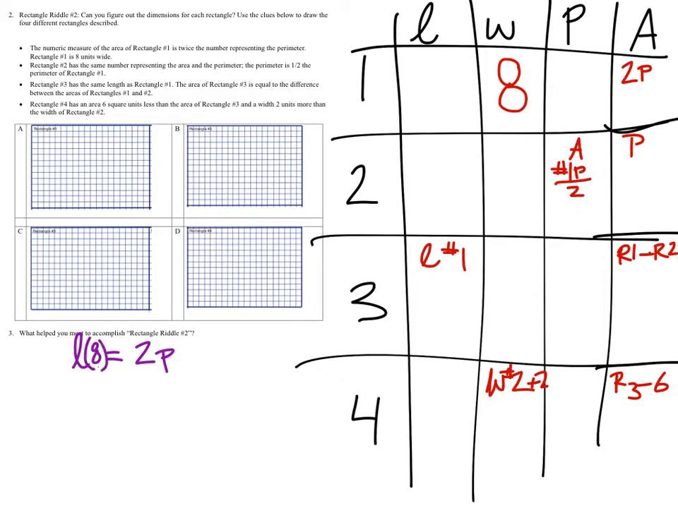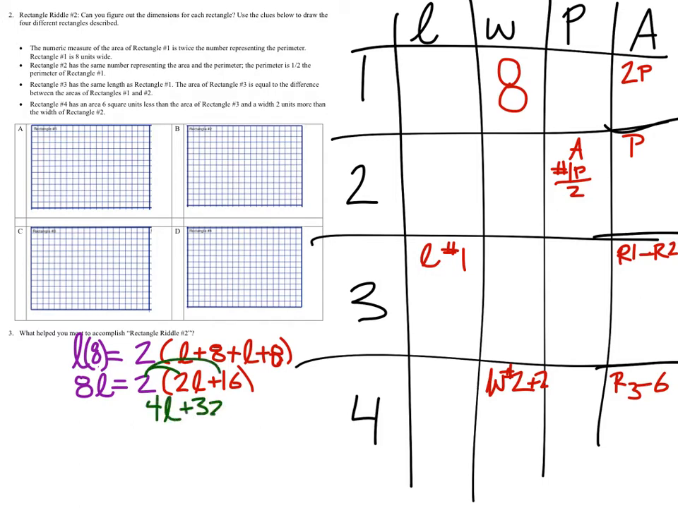Now the perimeter is length plus width plus length plus width. Alright, so I have length times 8 is the same as 2 times the quantity length plus 8 plus length plus 8. I'm going to simplify what's in that set of parentheses. That would be 2 lengths plus 16. Now I'm going to distribute this 2, so I got 4 lengths plus 32. Now we have a nice equation that we can solve by subtracting 4 lengths from both sides.